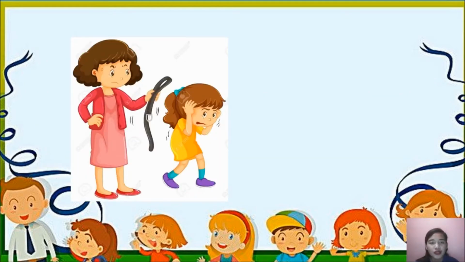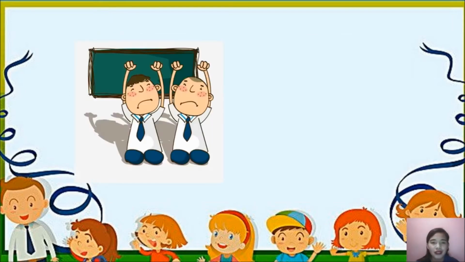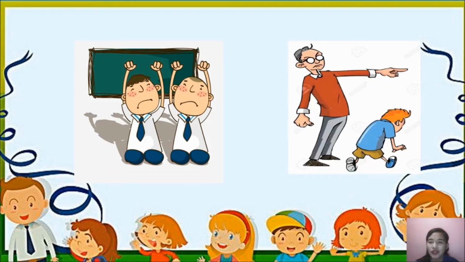Let's take a look at these pictures. The first picture, we have the mother and then the daughter, where the mother is holding a belt. The second picture, there is a father and a son, where the father is hitting or spanking his son. The third picture, let's say that they are pupils or students, they are raising their hands. Maybe they are being punished by their instructor. And then the fourth picture, there is an adult pointing somewhere, and we see that the kid goes to the place or the area where the teacher is pointing.